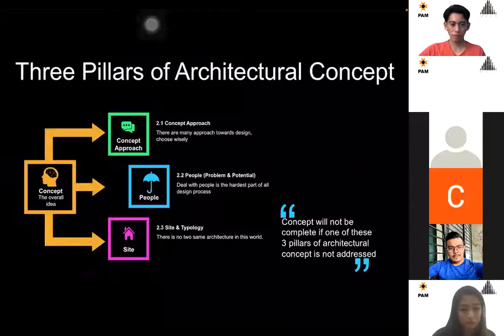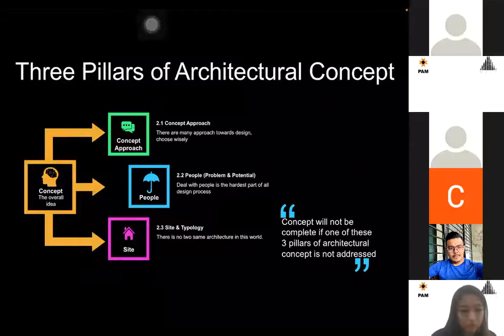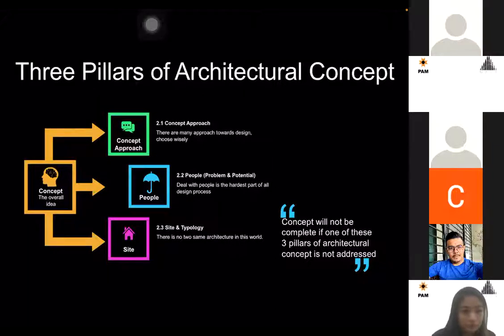Okay, so the first concept has three parts. Number one, I put it as 2.1, the concept approach. Number two is the people, or problems and potential, because this is the hardest part, where a lot of things dwell. And lastly is the site, where you have the site and typology. Because of this site and typology, there are no two architectures that are the same in this world.